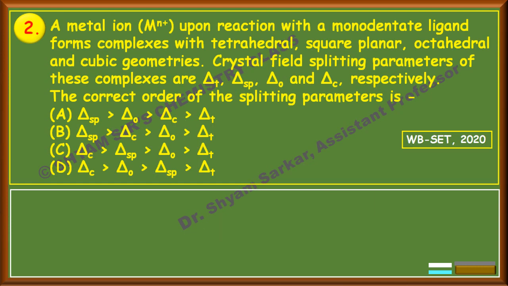Next question. A metal ion upon reaction with a monodentate ligand forms complexes with tetrahedral, square planar, octahedral and cubic geometries. Crystal field splitting parameters of these complexes are delta T, delta SP, delta O and delta C respectively. The correct order of the splitting parameter is, and four different orders are given. You have to choose which order is correct for this type of complex.